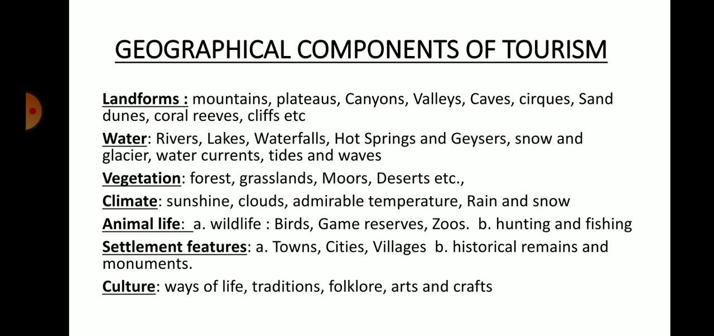Then some of the geographical components of tourism. Landforms. In landforms, the tourist attractions may be mountains, plateaus, canyons. Canyon means a deep cliff, a place in between two large mountains. We call them canyons, valleys, caves, cirques. What is meant by cirques?